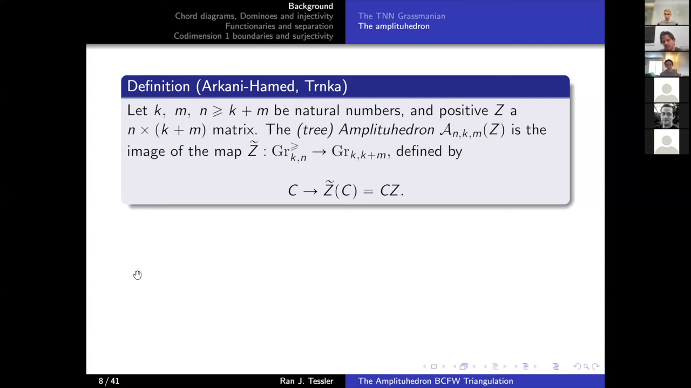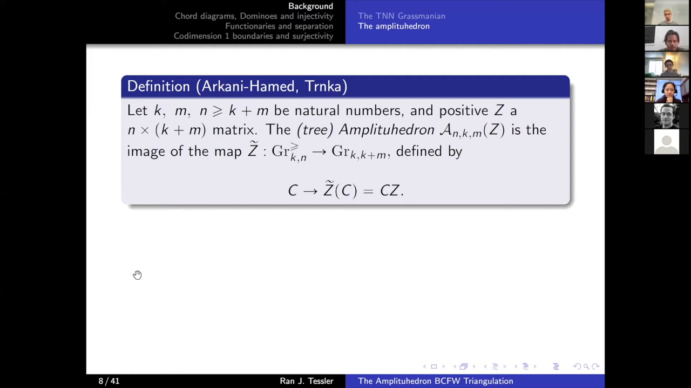So I define this map on representatives, but because the multiplication is from the right, it commutes with the left GL_K action. That's the first comment. Still, it could have been the case that the rank of the resulting matrix would be less than K, but the positivity of Z and of the elements of the non-negative Grassmannian actually prevent this from happening, and the image is indeed in the Grassmannian Gr_{K,K+M}^{≥0}.